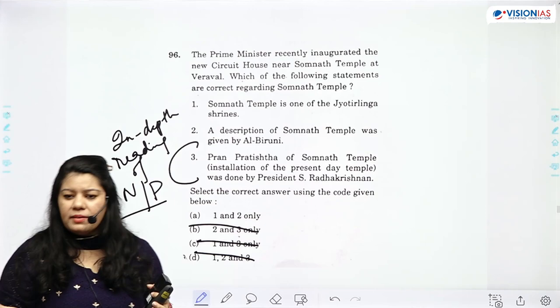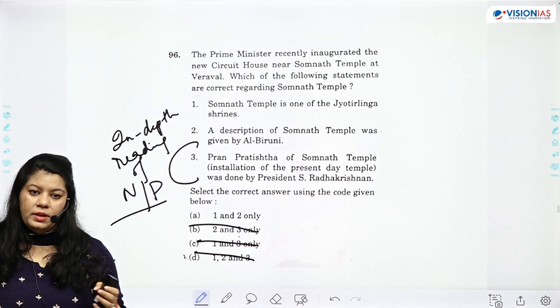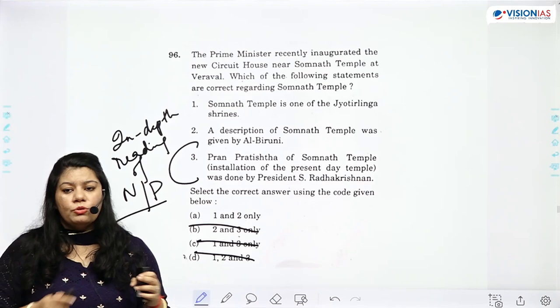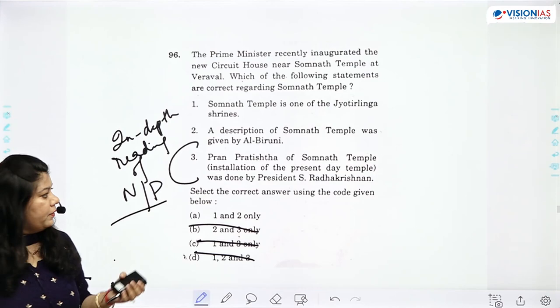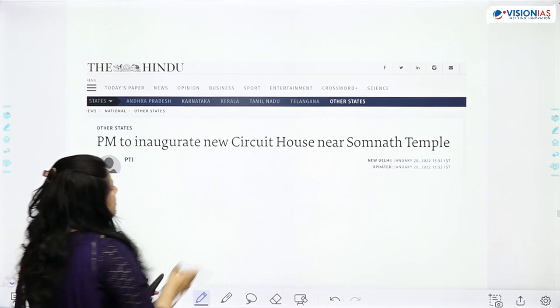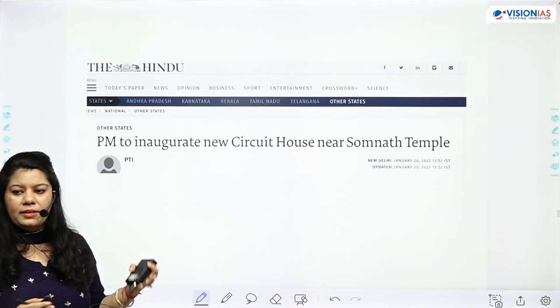Newspapers are again playing a vital role. Any issue, controversy, any debate coming up, you should always look behind the static portion or fundamental portion surrounding it, right? So the answer is one and two only. So this was in news that PM to inaugurate new circuit house near Somnath Temple. So again, when you see these headlines, prepare Somnath Temple, right?